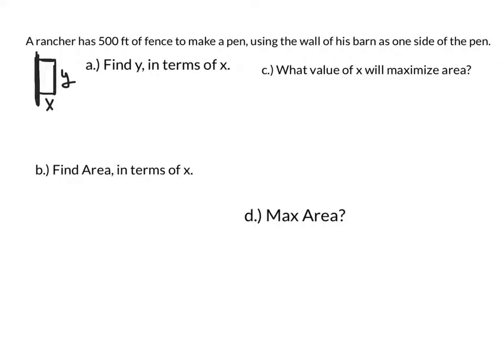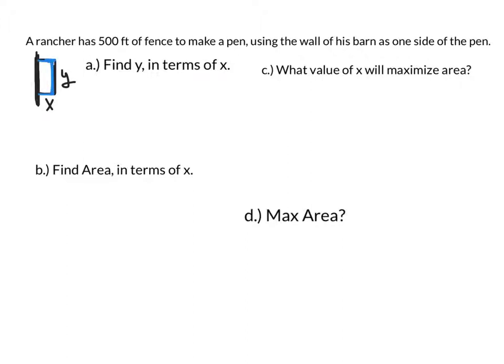Here we are with the fencing problem. A rancher has 500 feet of fence to make a pen using the wall of his barn as one side of the pen, as shown in the picture here. So if we want to find y in terms of x, we think about the pen being just these three sides.